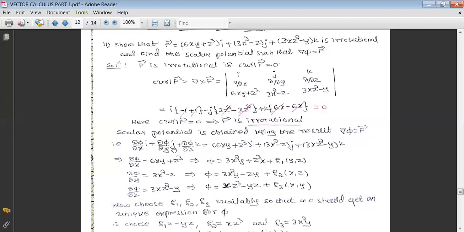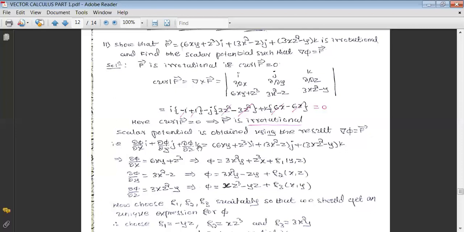Now the second one, equating the coefficient of j, that is dou pi by dou y, and this will be 3x square minus z on RHS, that's the coefficient of j. Now if I integrate this one with respect to y in order to get pi, you'll get pi on LHS. If we integrate this with respect to y, you'll get 3x square y minus zy plus, again I would write the constant, and here the constant is another function of the other two variables, that is x and z, that is f2 of x and z.